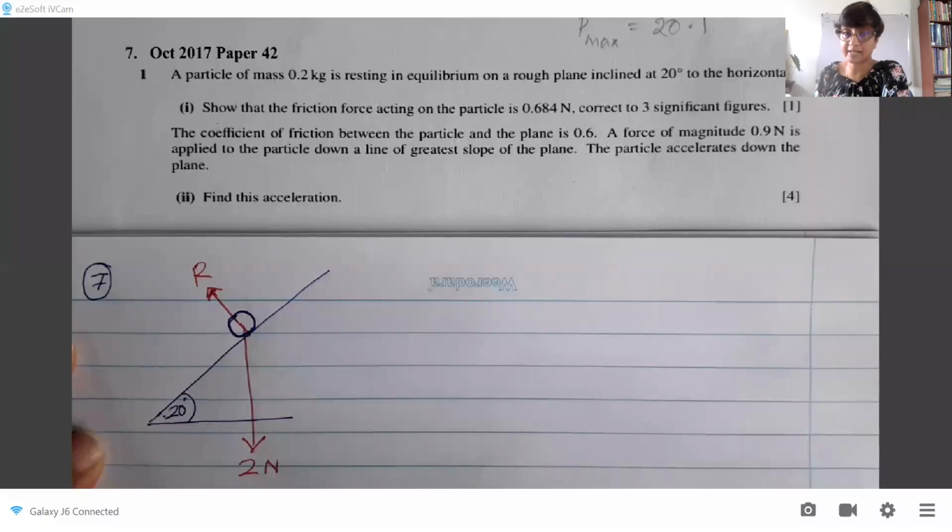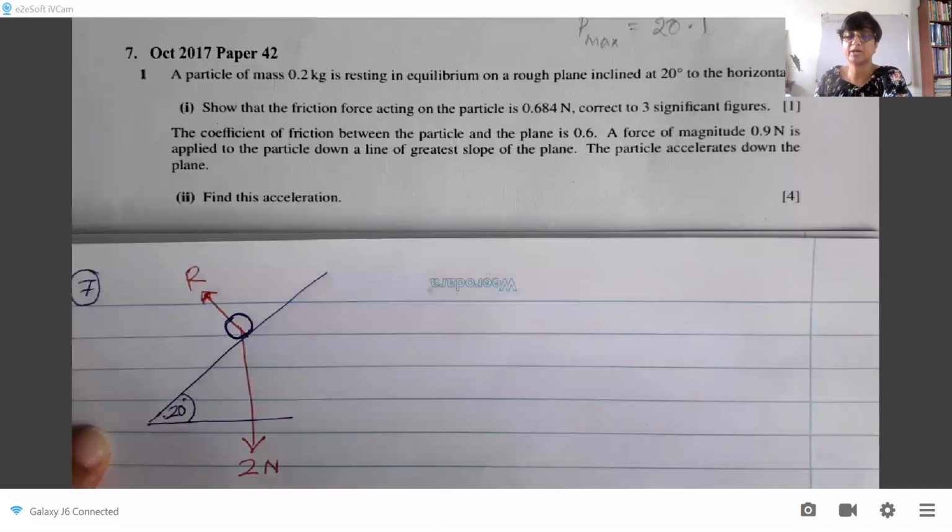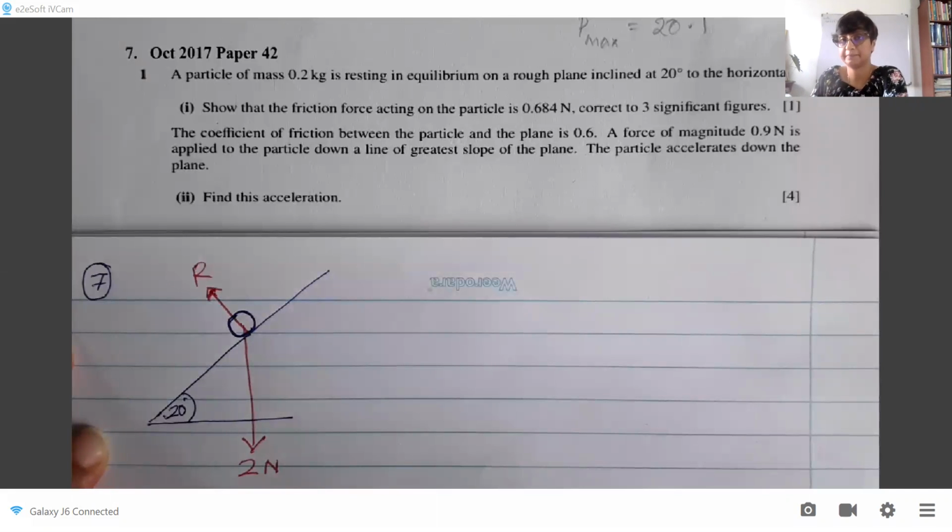It's resting in equilibrium on a rough plane by itself. No external force is applied on it. When you keep it, it is resting in equilibrium. In what direction is friction then?